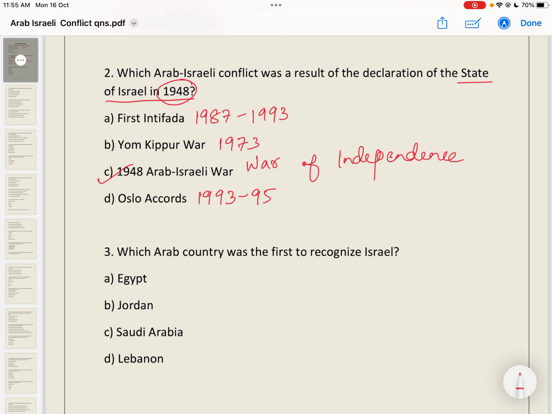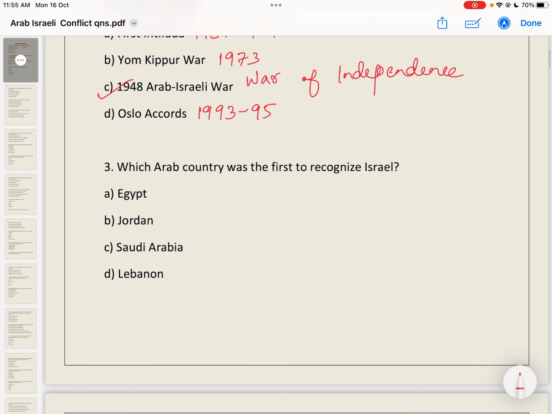Now, question 3. Which Arab country was the first to recognize Israel? The answer is A. Egypt. Egypt was the first Arab country. Mind you, it's not the first country to legally recognize Israel. The first country to legally, this is a very important term, legally recognize Israel was which country? That is the Soviet Union.